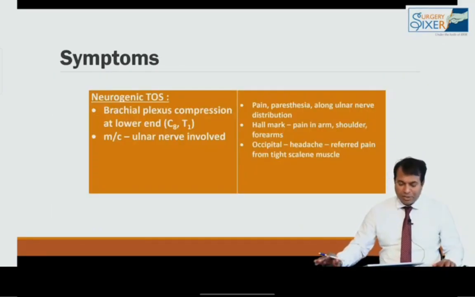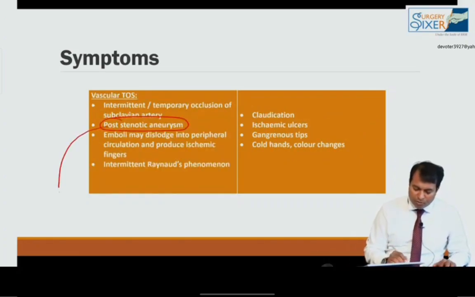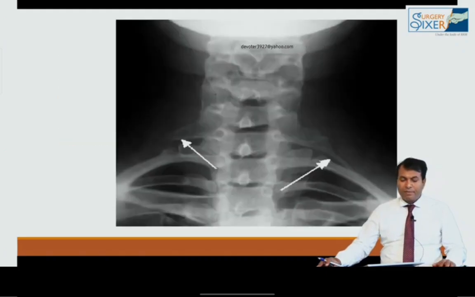So please remember the symptoms. The neurogenic symptoms are most commonly due to ulnar nerve compression. The vascular symptoms are due to subclavian artery compression. So you will have a post-stenotic aneurysm. Please don't forget they may have post-stenotic aneurysm, and these girls will be common in 20 to 40 years females.